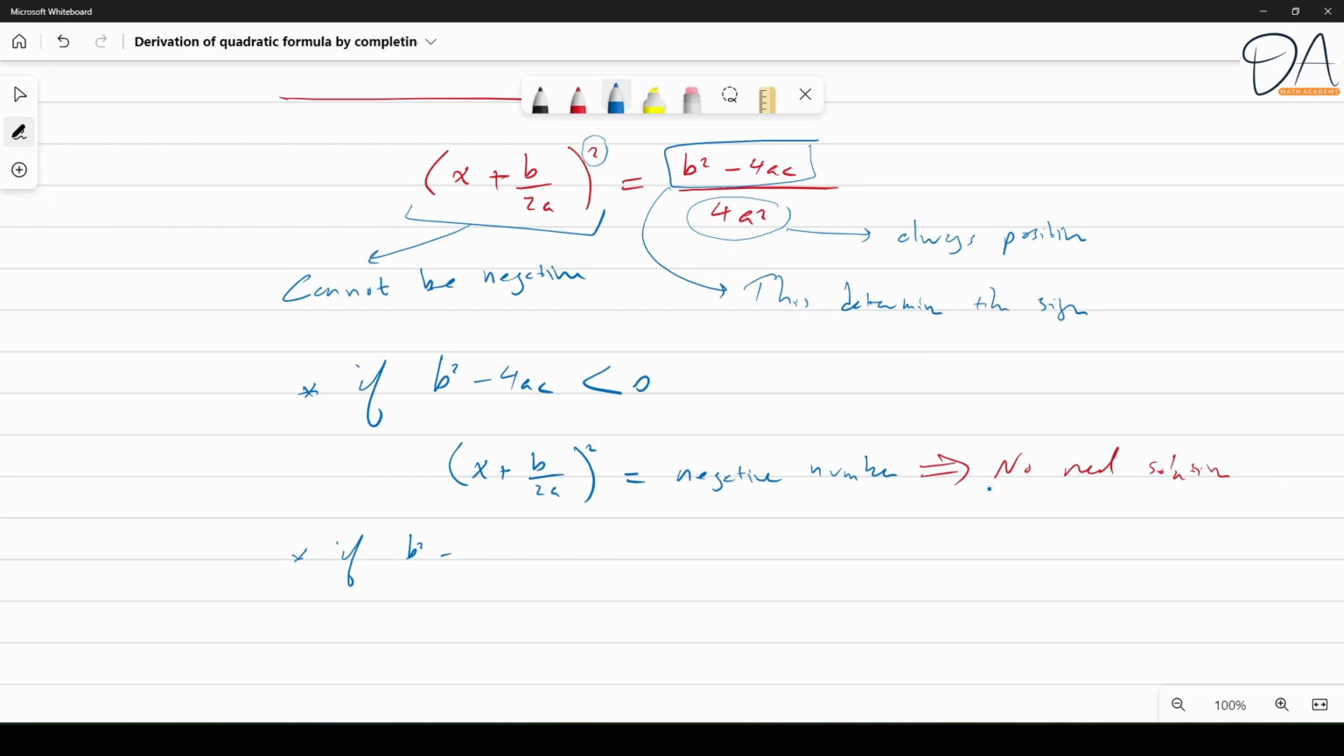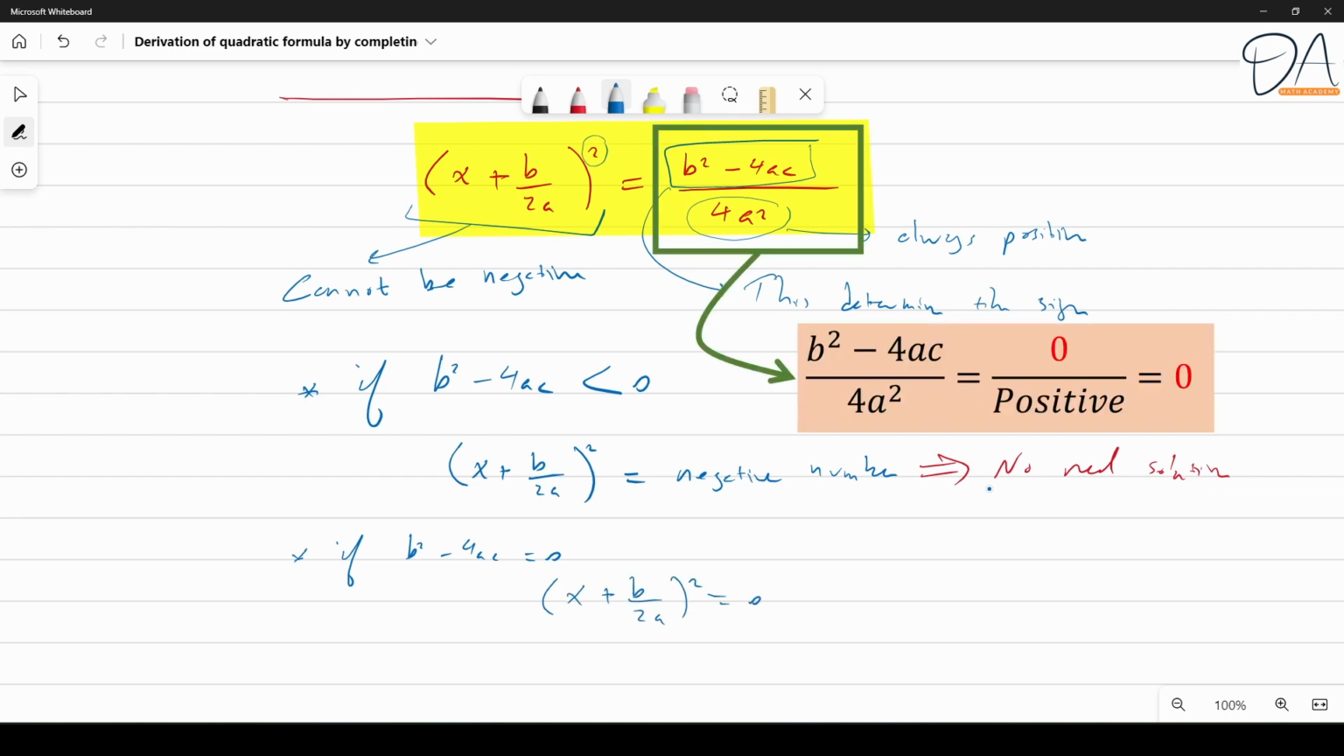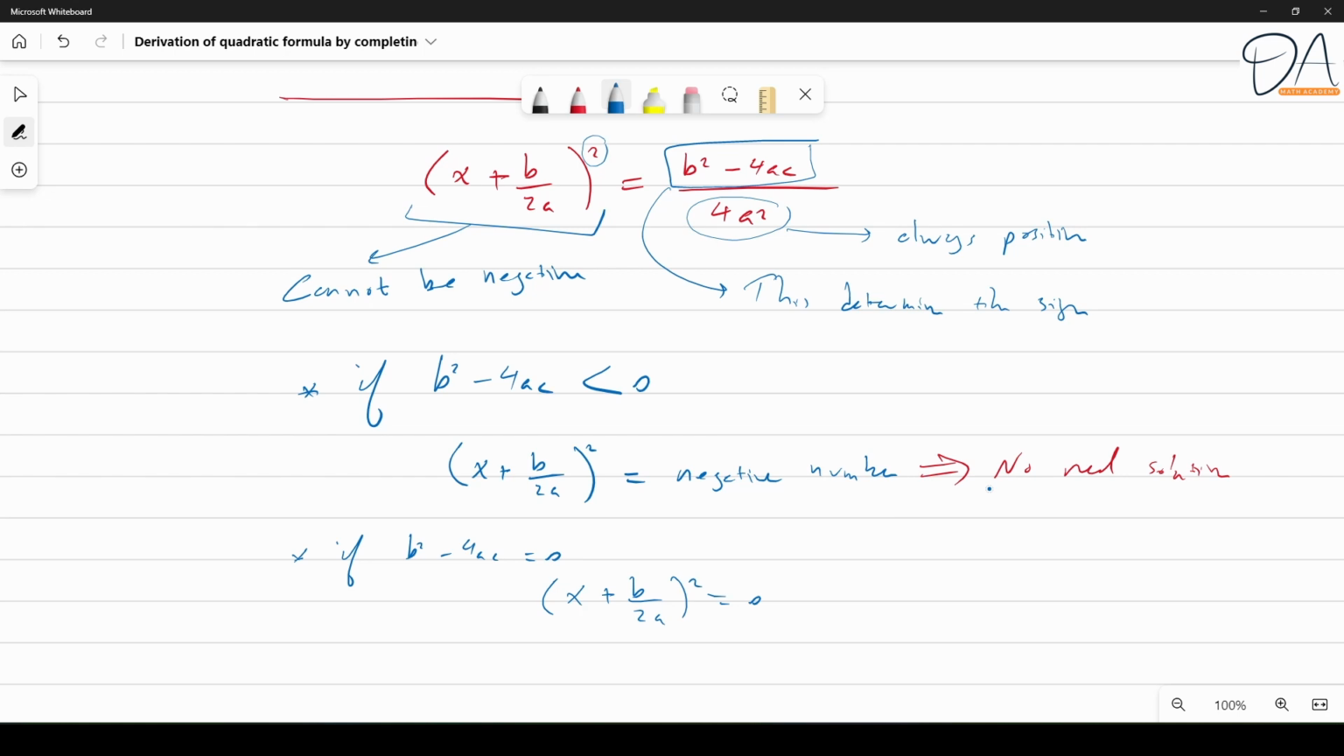If b squared minus 4ac is equal to 0, then from the equation above, we'll have something like this, equal to 0. So you are squaring something and it gives you 0. So that thing has to be 0. This is the only thing that gives us 0. So the only possibility is that the thing in the parentheses should also be 0. In other words, x is minus b over 2a. So here we are getting only one solution. When the discriminant is 0, we get one solution.